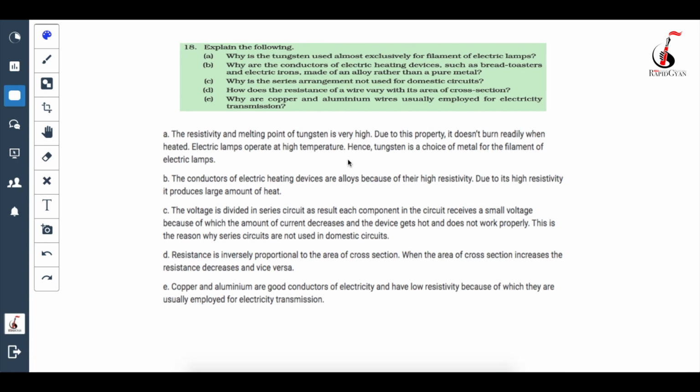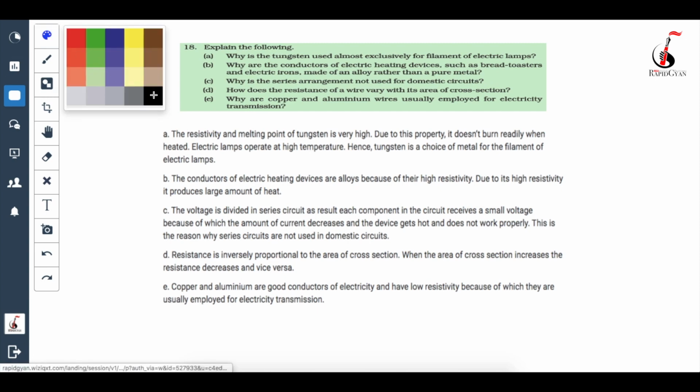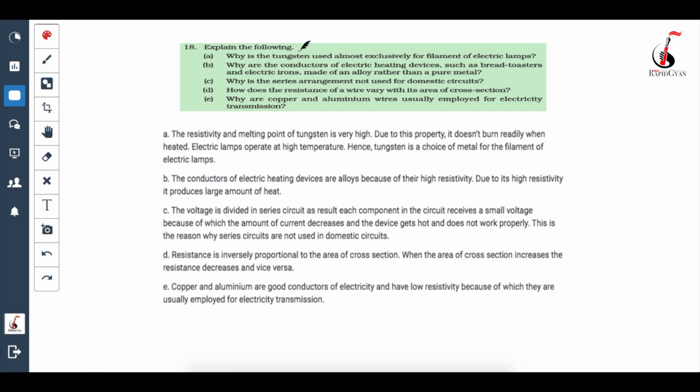Your next question is, the first part of the 18th question is saying, why is tungsten used almost exclusively for the filament of an electric lamp? Simple thing, I have already discussed this when we studied the heating effect of electric current, because tungsten has a very high resistance. The resistivity and the melting point of tungsten are very high. So due to this property, it does not burn, and when heated, electric lamps operate at high temperature, hence tungsten is the choice of metal for the filament. Just write this for your exam.